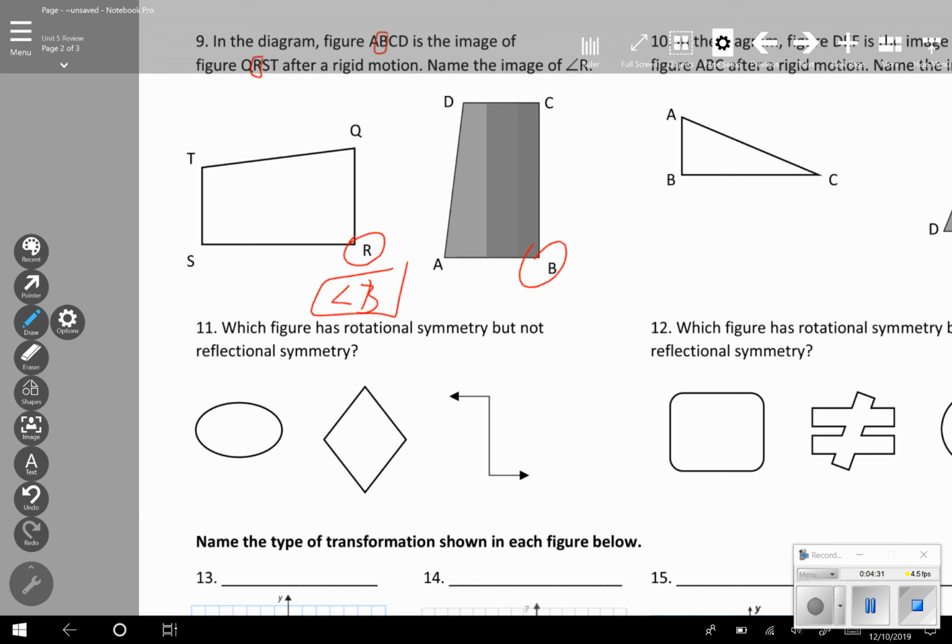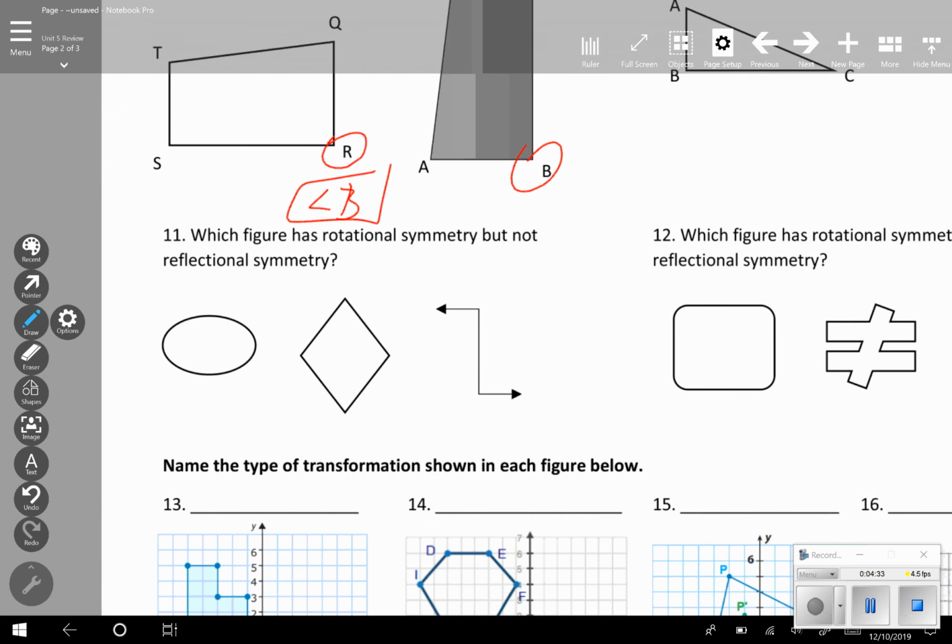Okay, which figure has rotational symmetry but not reflectional symmetry? All right, you should be able to rotate it and it will look the same, but not reflect it and have it look the same. So this oval here, we can reflect it. If you can reflect it, you can get rid of this one. So not the oval. Okay, the diamond. Oh, we can reflect it, so we can't do that one. Okay, how about this one?